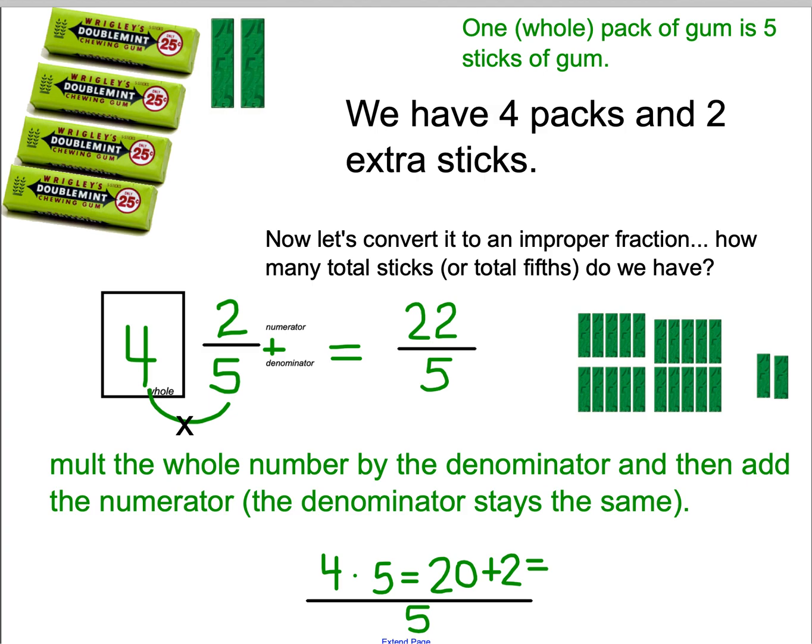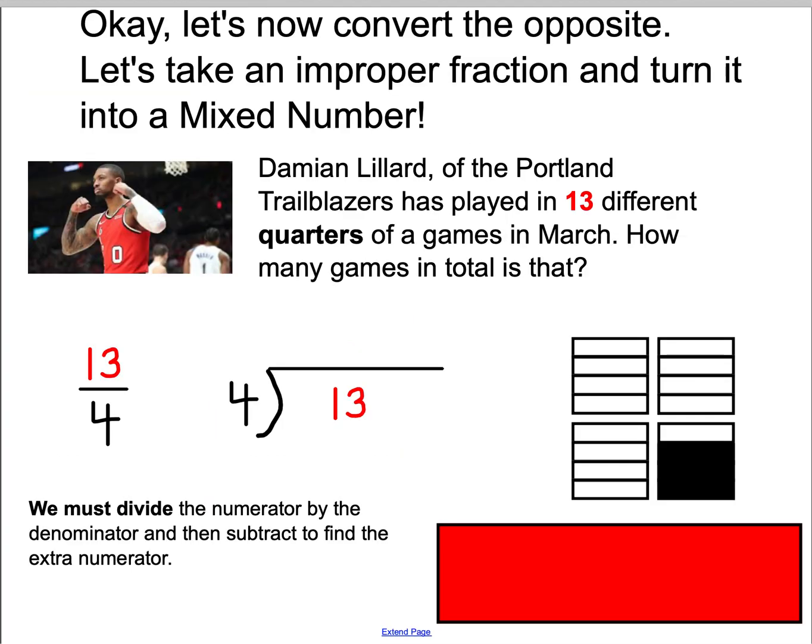Now let's go the other way, and let's use basketball as an example. So I went back, and the Blazers played a few games in March, and Damian Lillard of the Blazers played 13 quarters, different quarters of a basketball game. Quarters are also known as fourths. So how many total games would 13 quarters be if Damian did play 13? Here's our fraction right here, 13/4.